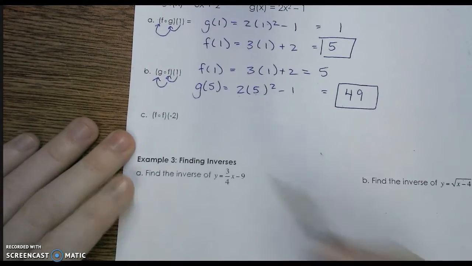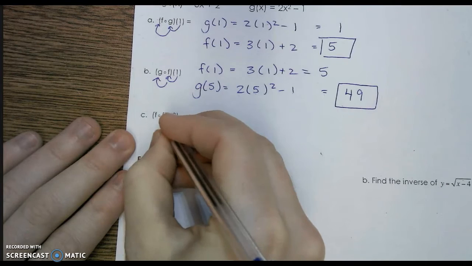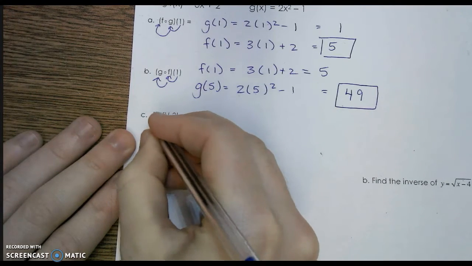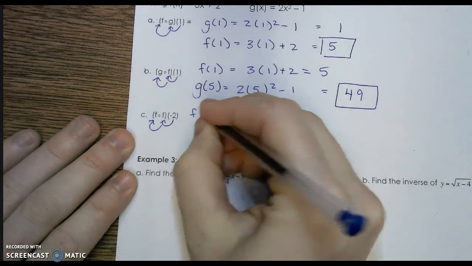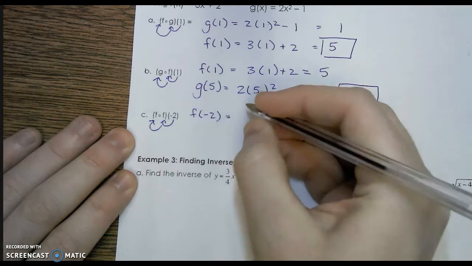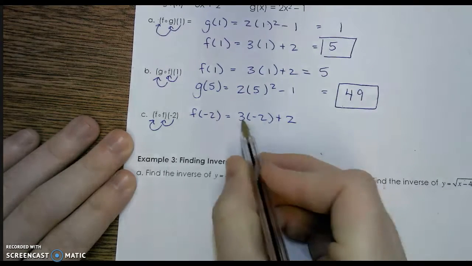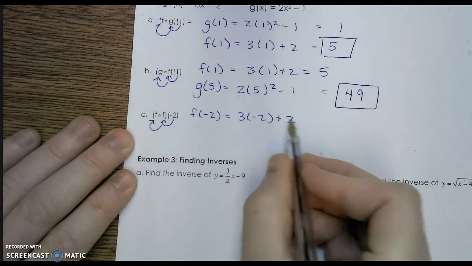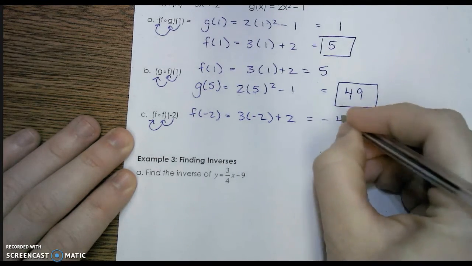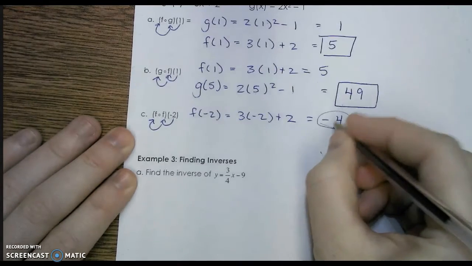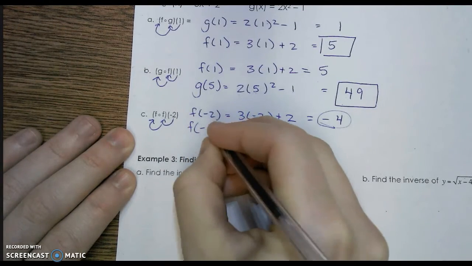And then C wants you to take -2, plug it into f, and take that answer and plug it into f again. So we're going to have -2 going into the f function. And that's going to give me -6 plus 2, which is -4. Now we take -4 and plug it into f.